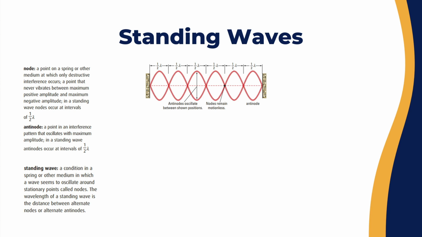A standing wave is a condition in a spring or other medium in which a wave seems to oscillate around a stationary point called a node. The wavelength of the standing wave is the distance between alternate nodes or alternate antinodes. What does that mean? When we say a standing wave, you have, of course, a wave oscillating up and down around the equilibrium point.